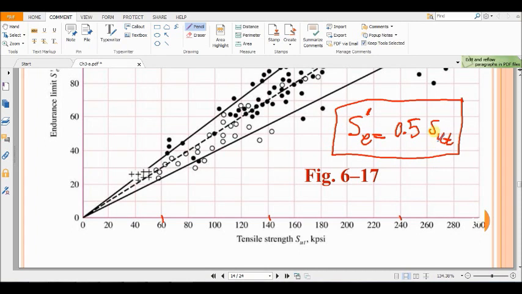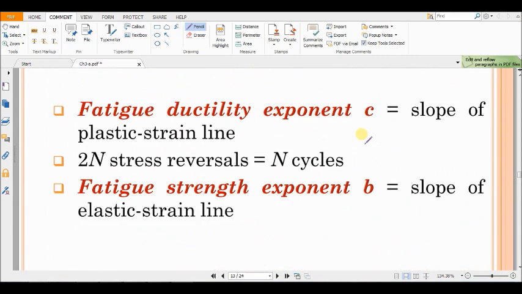And then if you want to find the endurance strength of a part, for example a shaft under working condition, then you have to multiply this endurance strength by Marin factors such as Ka, which is the surface factor, Kb, the size factor, and others, etc.